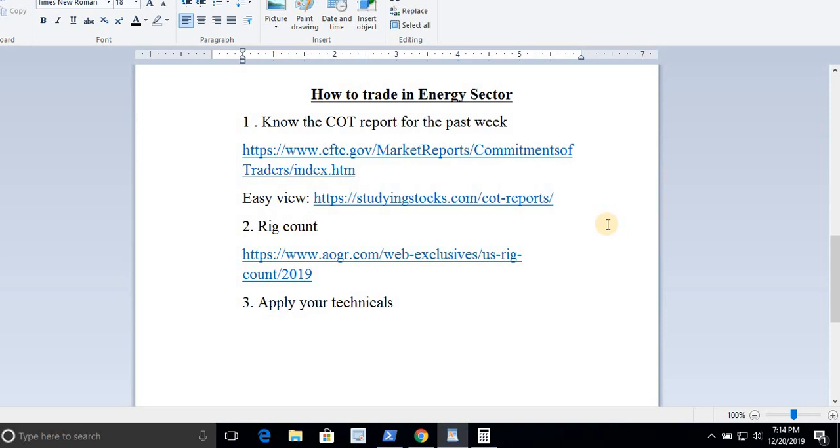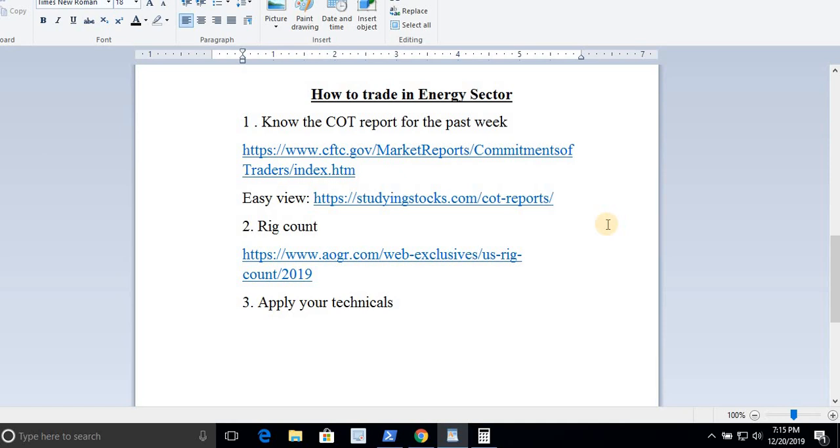The same way the rig count is also. This gives a detailed report about how many active rigs are engaged in drilling crude oil and natural gas. The government is well aware of the forecast, like what the demand and supply will be in the near future, and accordingly they will be engaging the rigs actively in production.